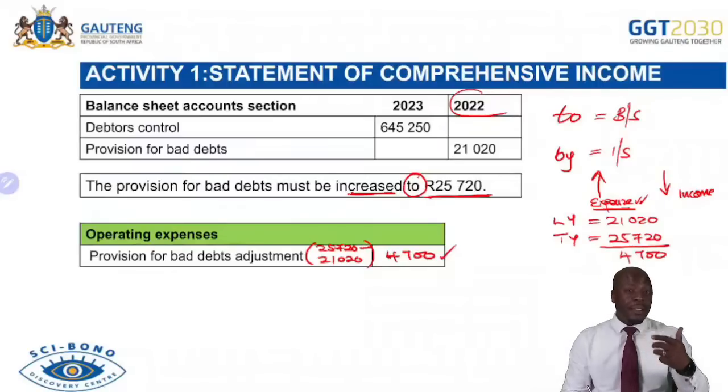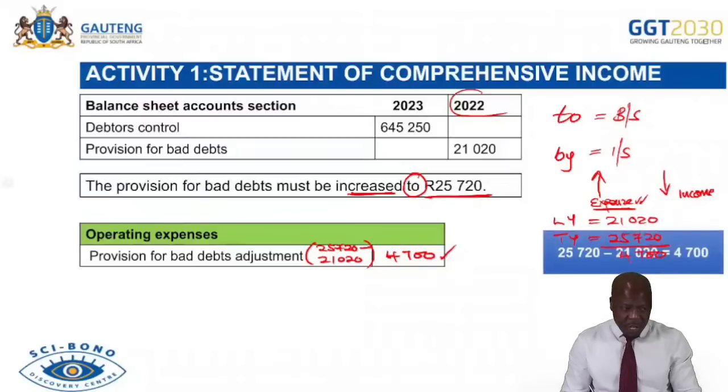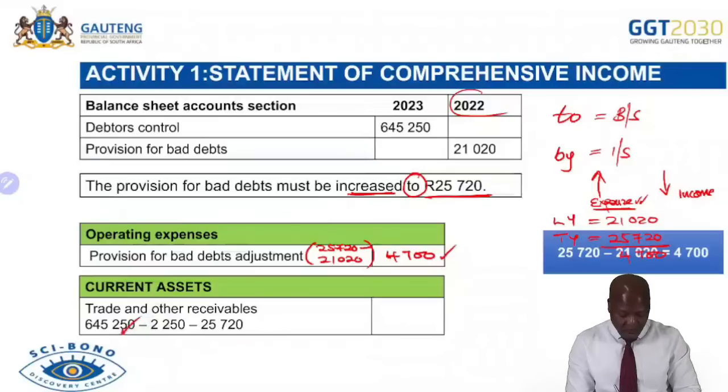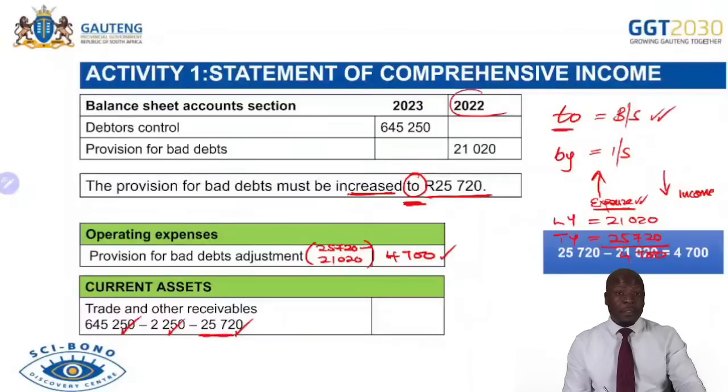This is what I do in the income statement. But when I go to my statement of financial position, which is the balance sheet, I will come here and I will now say 645,250, which remember we have already got, and the bad debts. So I'm continuing. I'll come and minus the 25,720. What is this 25,720? The provision for bad debts adjusted to. Remember we said the "to" goes to the balance sheet. So I come and I subtract the full amount as you see over there. That is what we will do. Okay, can I move on to the next adjustment?